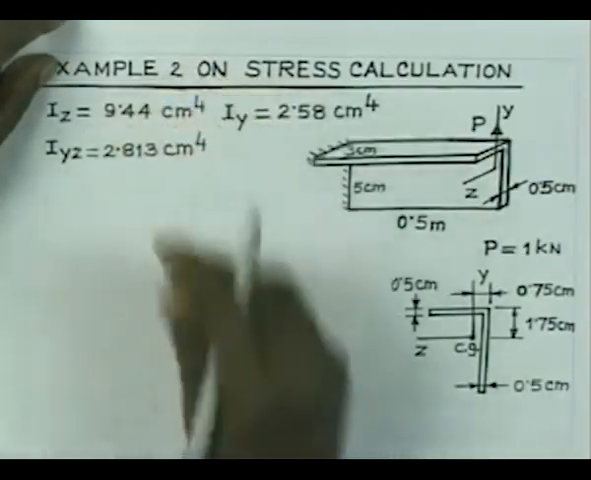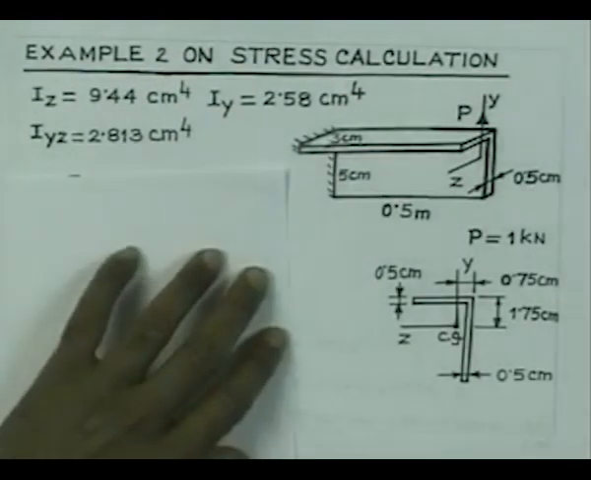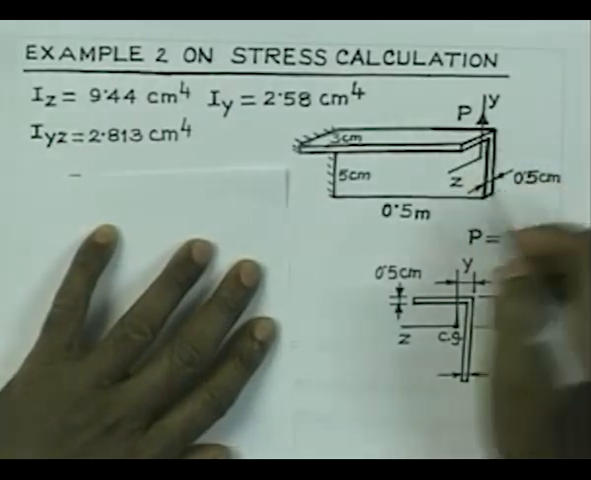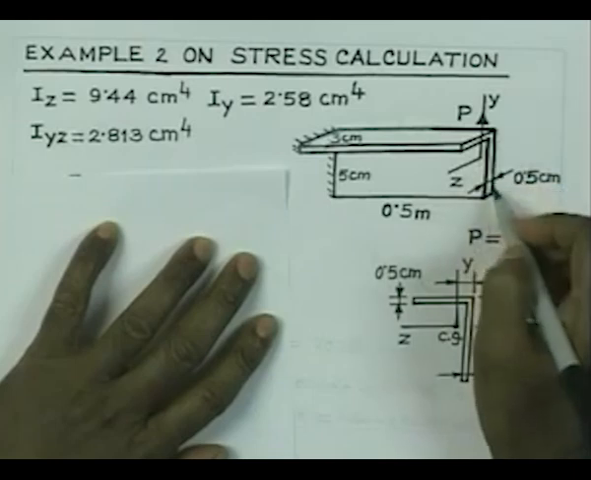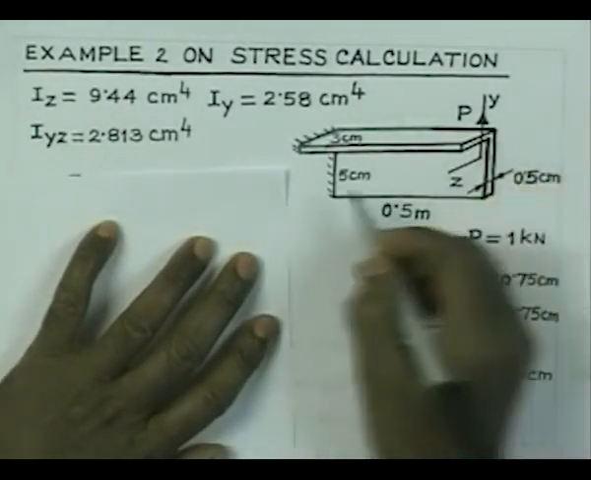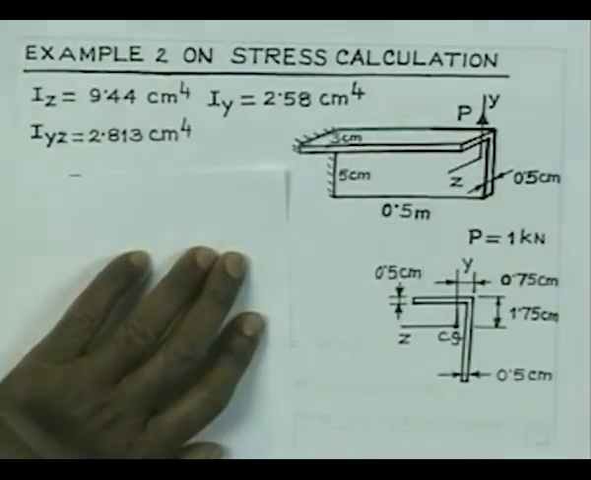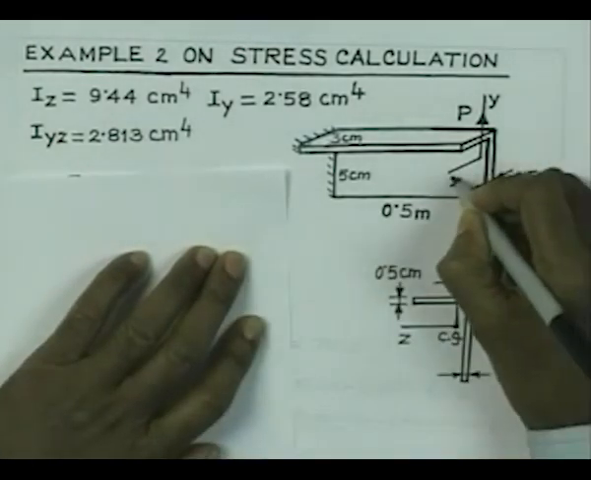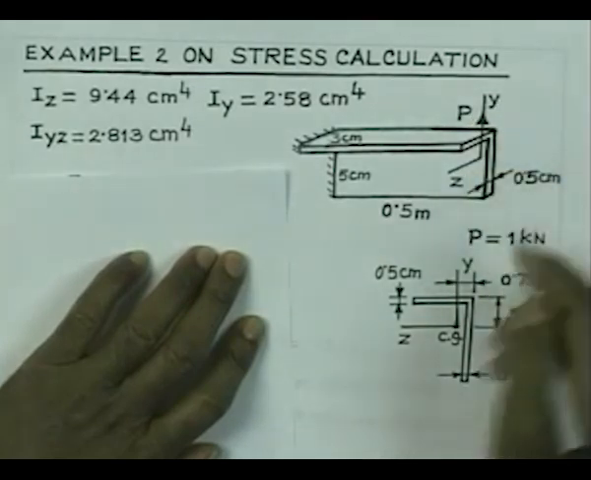So, we will consider now an example on calculation of stresses. The problem is shown here. We have a cantilever beam which is fixed at this end, where the cross section is like an inverted L. You have the web of height 5 centimeter and the flange is of length 3 centimeter, and the thickness of the wall is 0.5 centimeter.